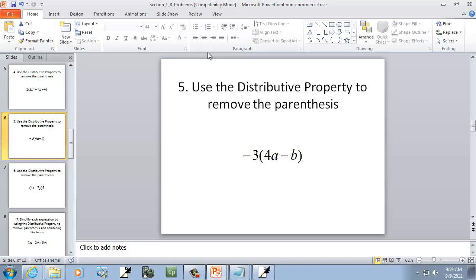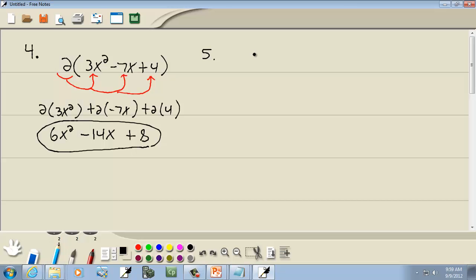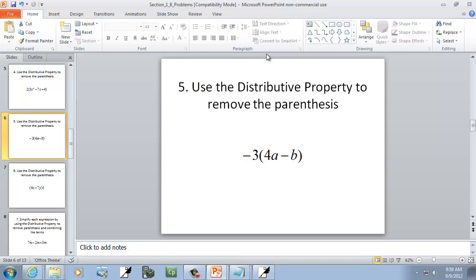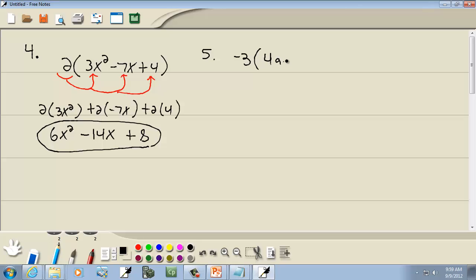Let's take a look at one more in distributive property, and then we'll talk about some. Well, actually, there's two more. And here we've got 4a minus b. Again, this negative 3 next to the parentheses indicates multiplication. So we'll take negative 3 times the 4a and times the negative b. So we've got negative 3 times 4a and negative 3 times a negative b.